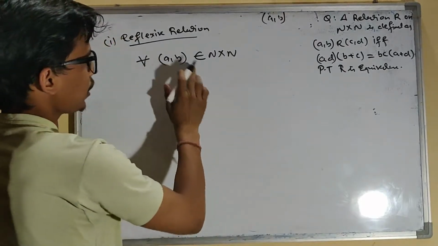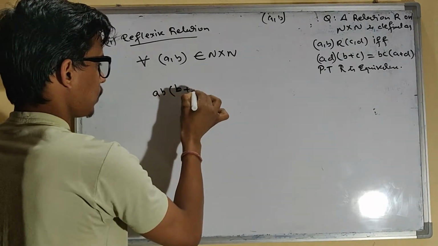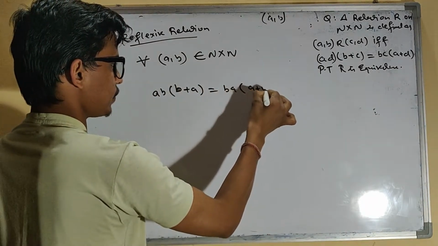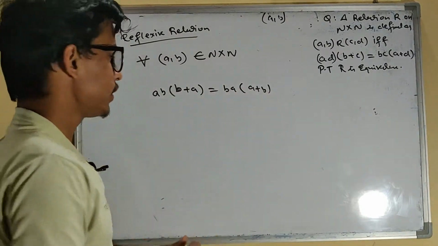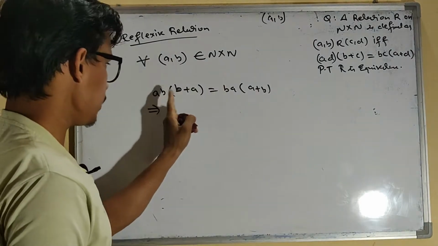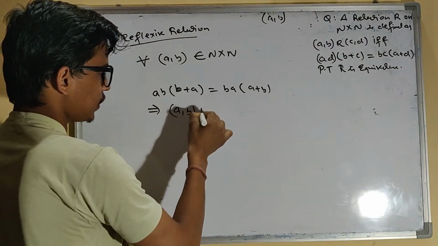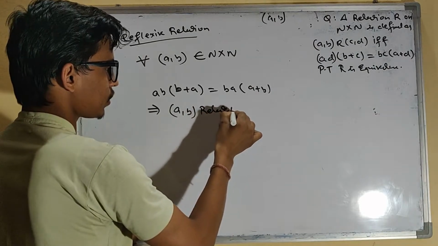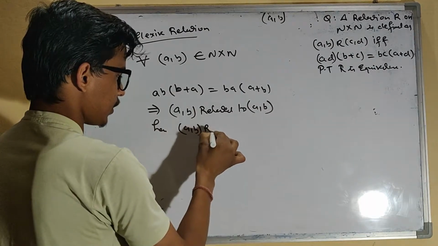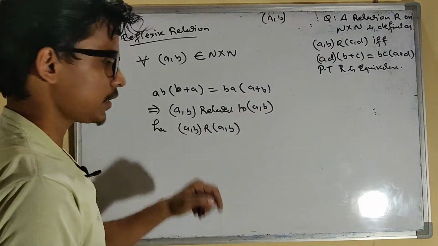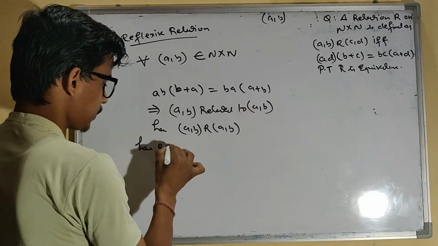Okay, so for all (a, b) belongs to this, I can write it like this: ab(b plus a) is equal to ba(a plus b). If this relation holds, if the left hand side is equal to the right hand side, then you can say that, and of course they are equal, ab is equal to ba and b plus a is equal to a plus b. So this implies that (a, b) is related to (a, b), hence (a, b) related to (a, b). Okay, so a is related to a, that is why it is reflexive, hence R is reflexive.